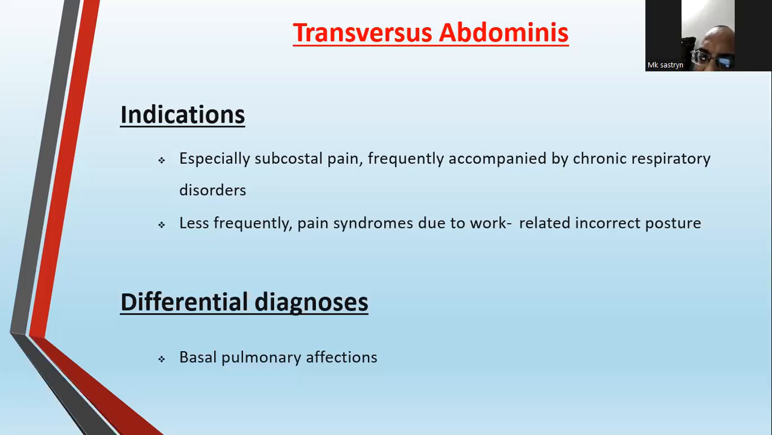Transversus abdominis pain, especially subcostal pain, is respectively accompanied by chronic respiratory disorders. So those people who have chronic respiratory disorders, they have this type of pain. Less frequently, pain syndrome due to work related to incorrect posture. Generally, all the computer people, mobile people, they have this type of pain. Differential diagnosis is basal pulmonary affection.